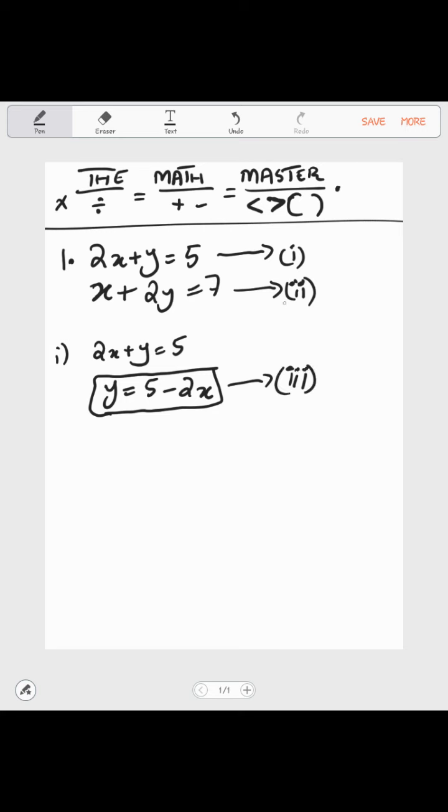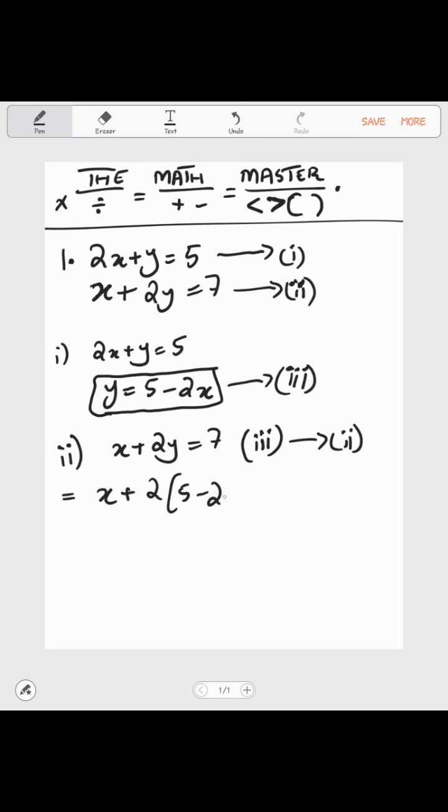Now we can feature the second equation, which is x plus 2y equals 7. Now you know the value of y, we can put this equation number 3 into equation number 2. Why? To calculate x. Simple as that. We want to remove one term, and to do that we can do this.